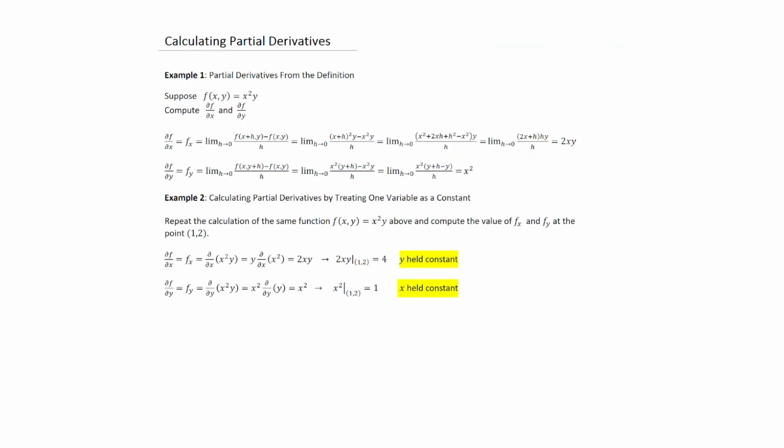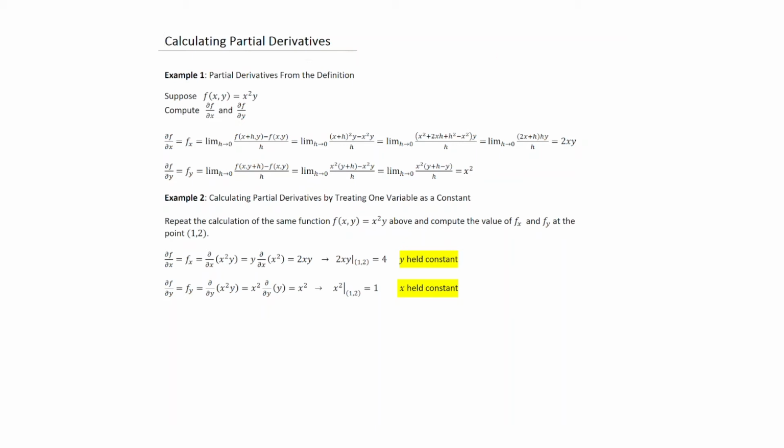All right, what about the calculation of partial derivatives? Well, there are 2 approaches to take. One is using the standard definition. You're given a function here, for instance, f(x,y) equals x squared times y. And we want to compute df/dx and df/dy.